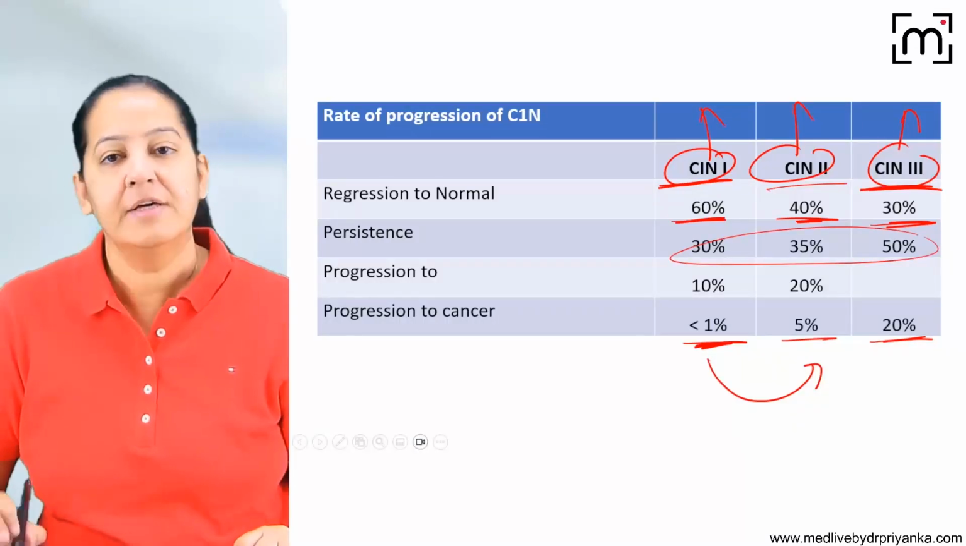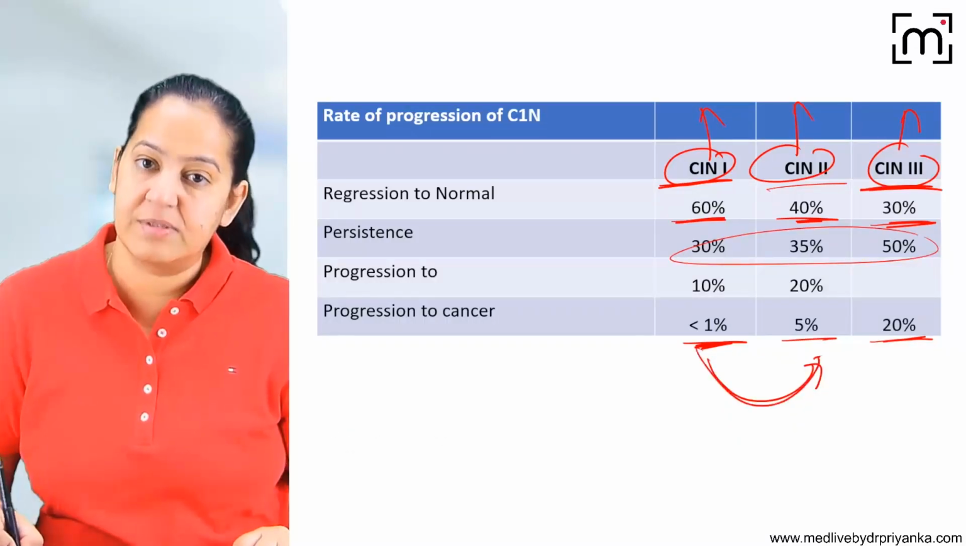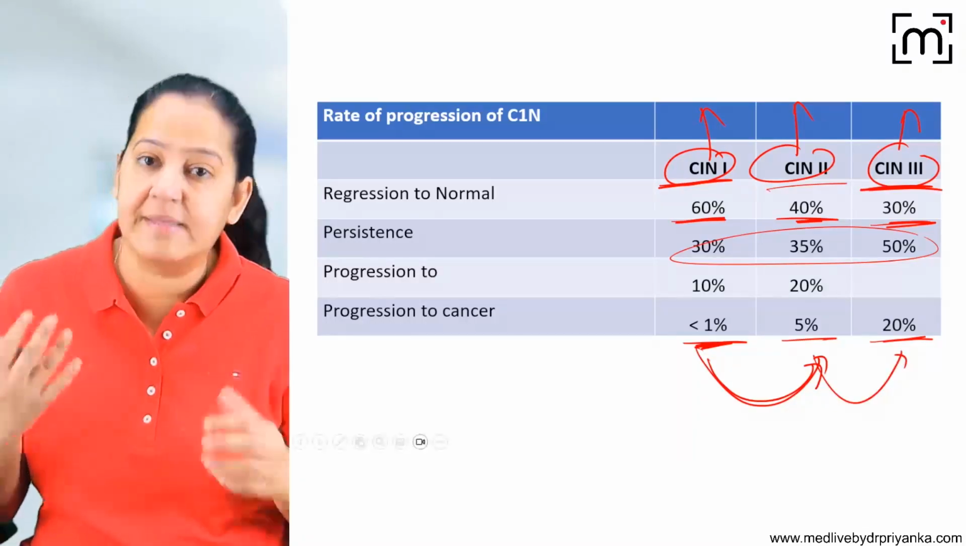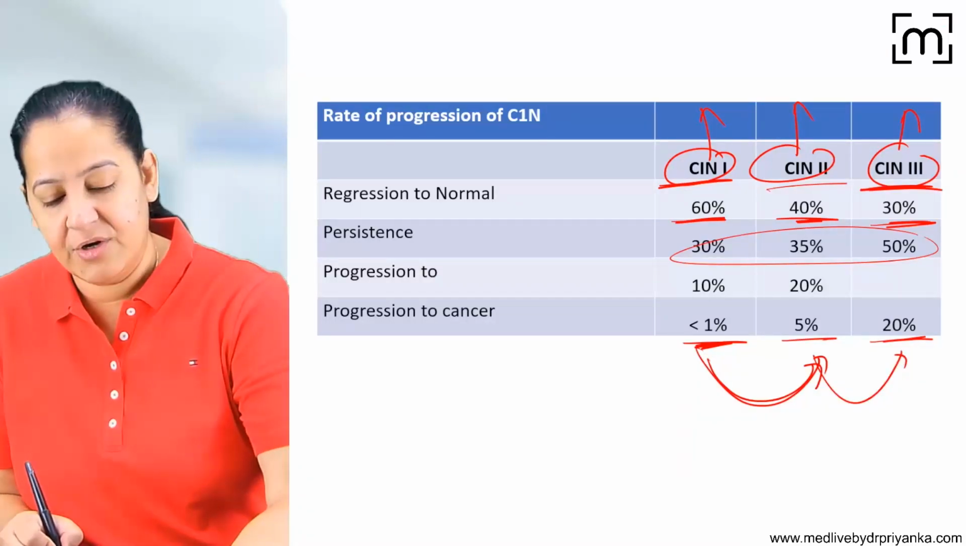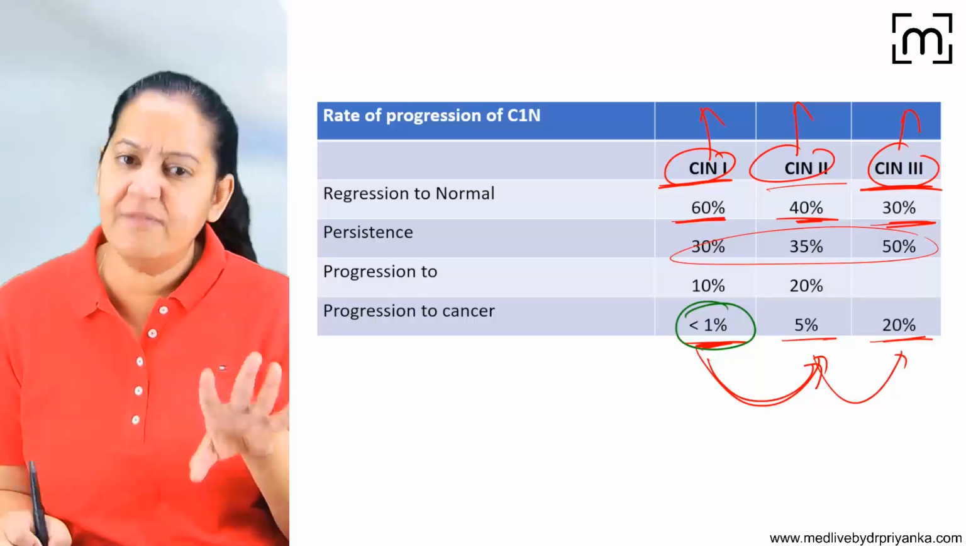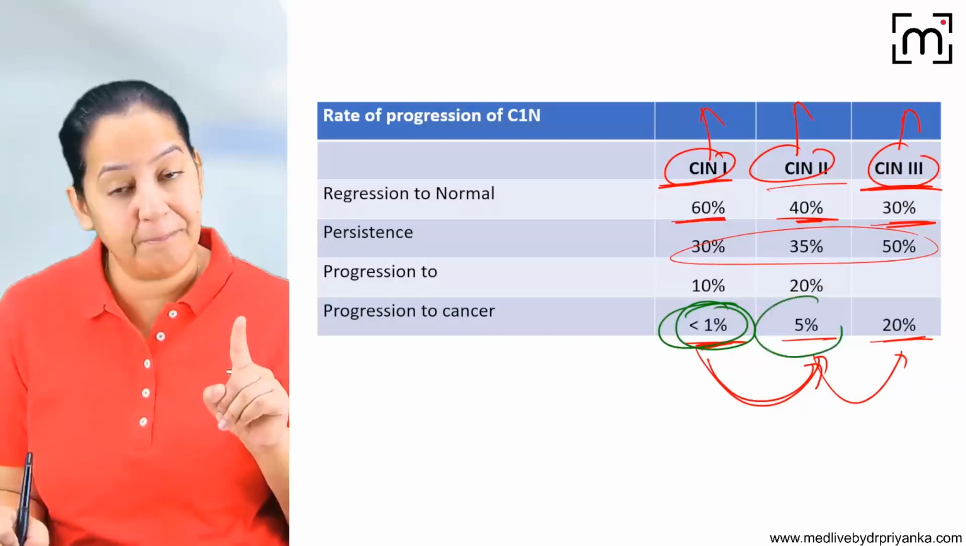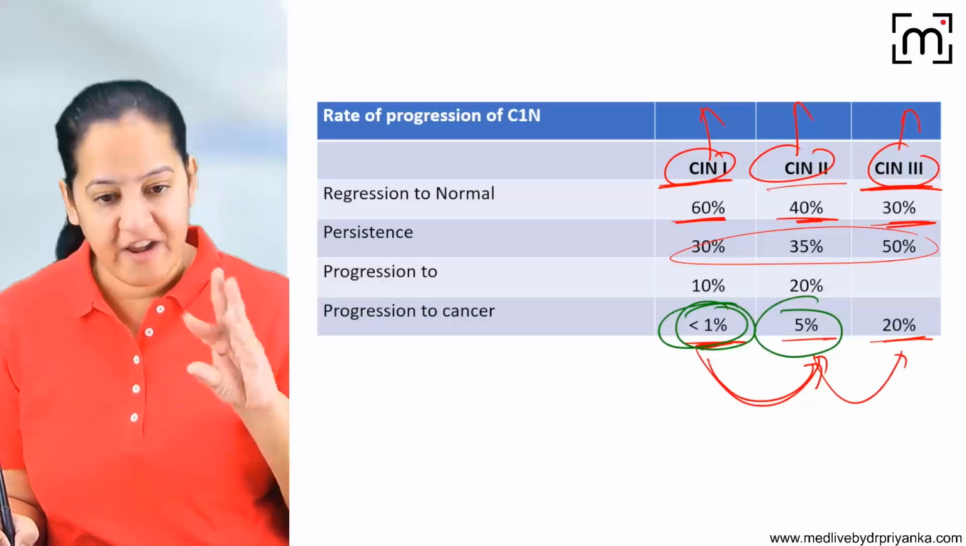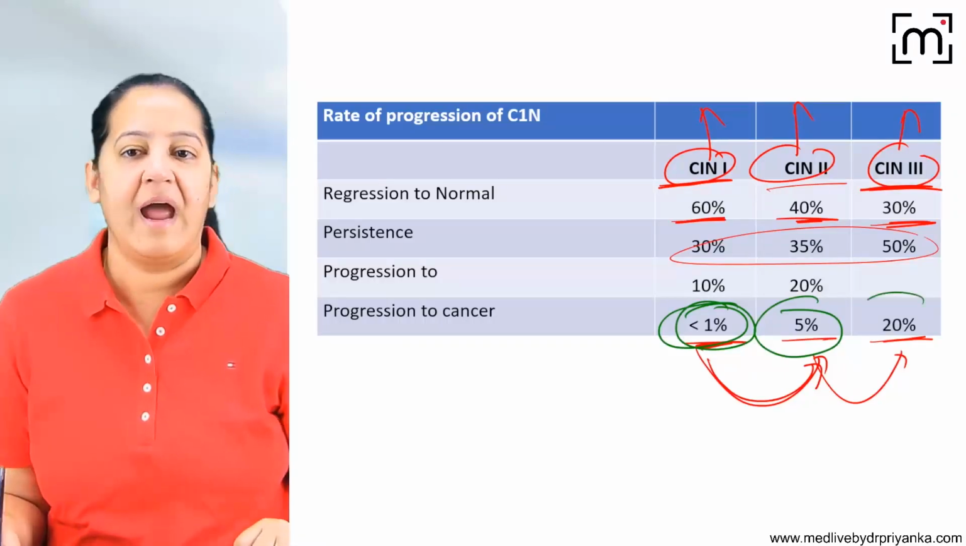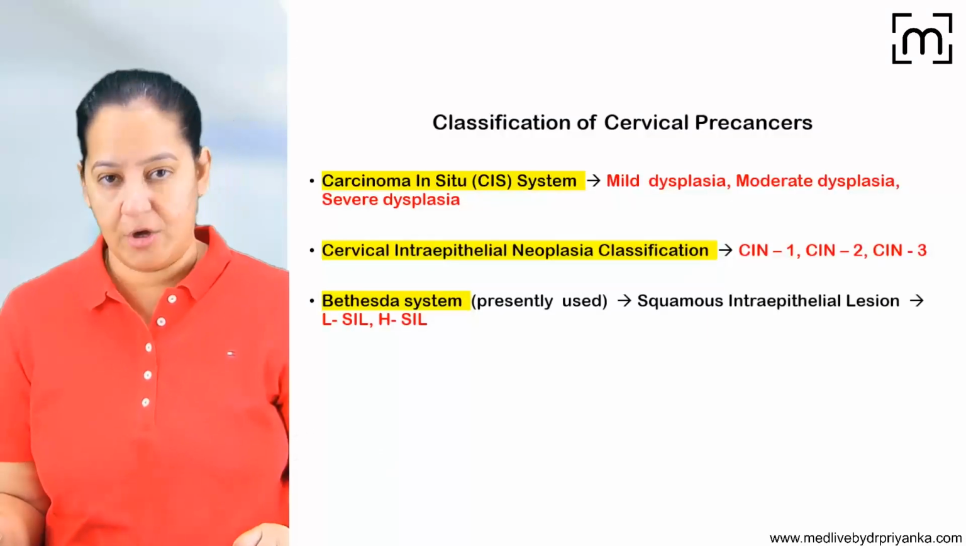So that is the meaning. You have to learn that as CIN1 progresses to CIN2 and then CIN3, the chances of malignancy increase. If the female takes treatment at CIN1 only, there is less than a 1% chance she will have malignancy in the cervix in future. If she takes treatment at the CIN2 stage, there is a 5% chance she will have malignancy in the future. And in CIN3, there is a 20% chance. So I hope you got it.